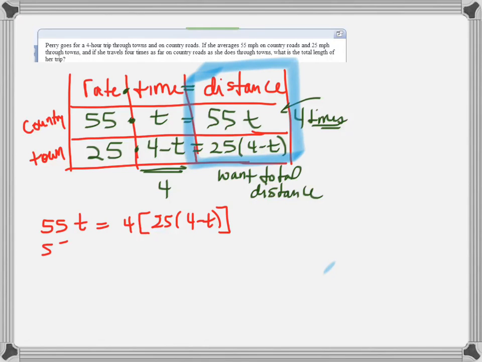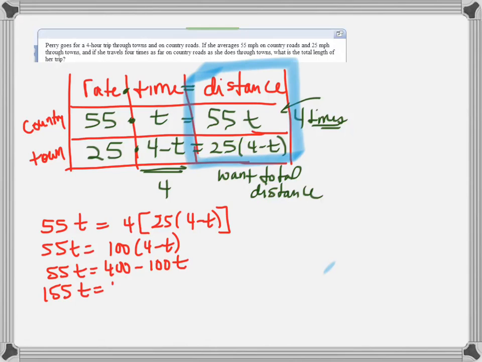So now I'm just going to go ahead and simplify both sides. 55t equals 100 times 4 minus t. 55t is 400 minus 100t, adding 100t to both sides, and then dividing by 155, we see that the time is, whoops, let me get it right there, 80 over 31. Now, I'm not going to turn it into a decimal or anything because that's not what they asked for. They asked for the total length of the trip.